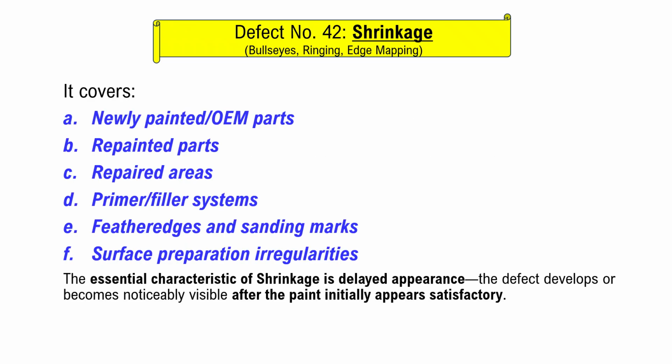Paint film shrinkage covers newly painted OEM parts, repainted parts, repaired areas, primer filler systems, feather edges, sanding marks, and finally surface preparation irregularities. The essential characteristic of shrinkage is delayed appearance. The defect develops not instantly but becomes noticeably visible after the paint initially appears satisfactory.